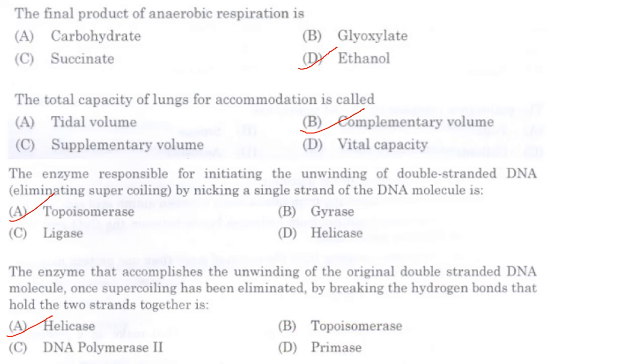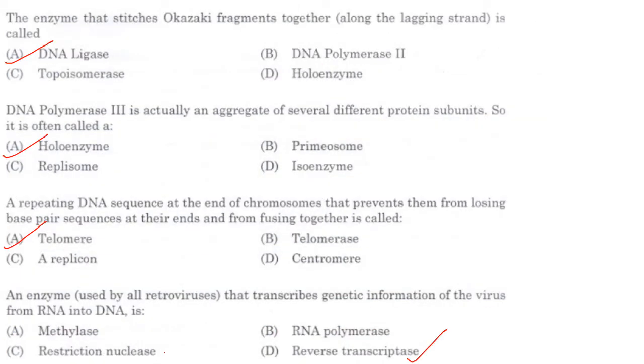The next one, the enzyme that accomplishes the unwinding of the original double-stranded DNA molecule once supercoiling has been eliminated, by breaking the hydrogen bonds that hold the 2 strands together. That is done by helicase. Answer is option A. The next one. The enzyme that stitches Okazaki fragments together along the lagging strand is DNA ligase. Answer is option A.